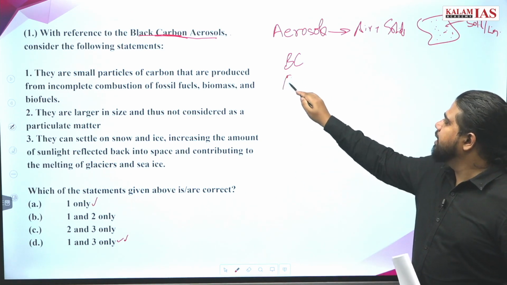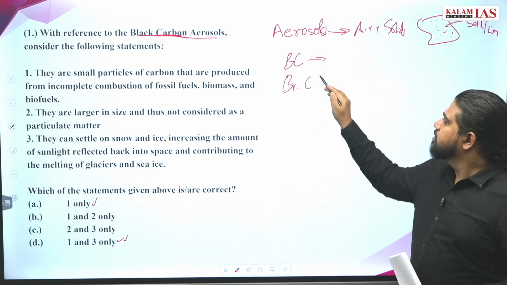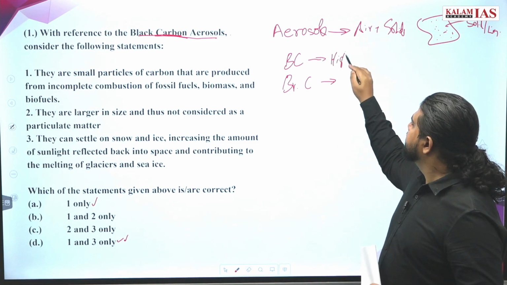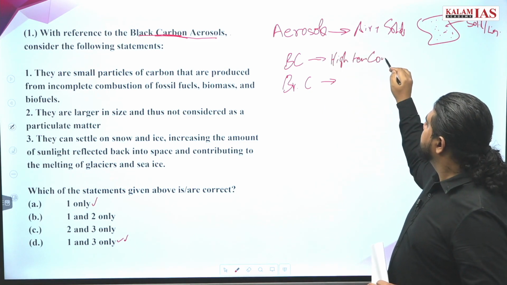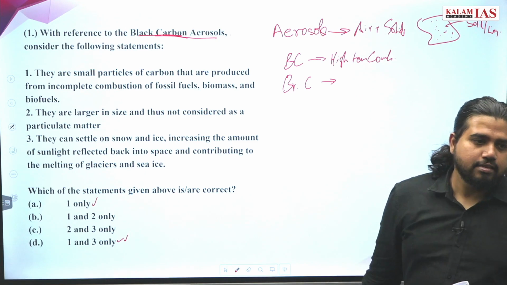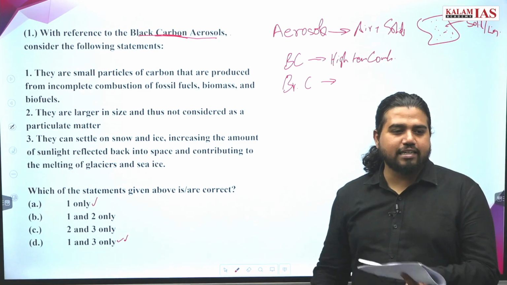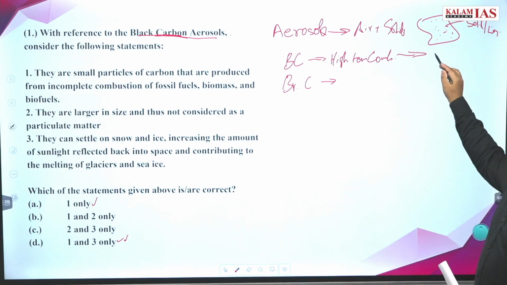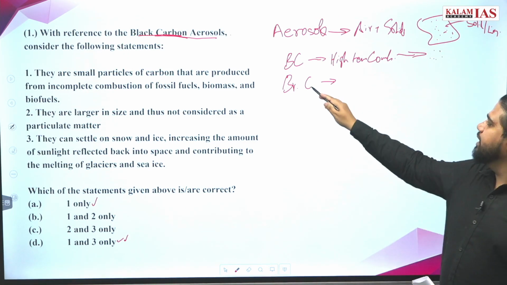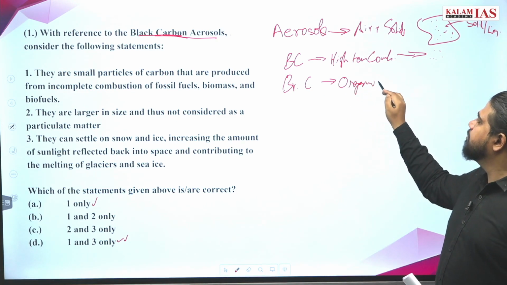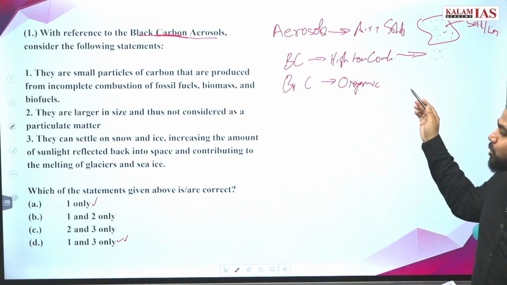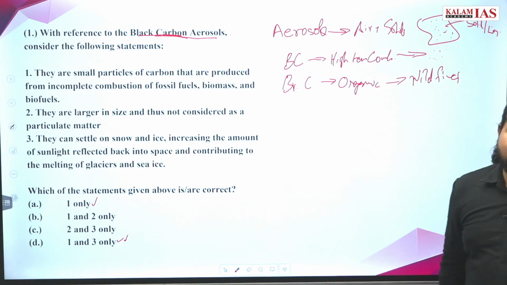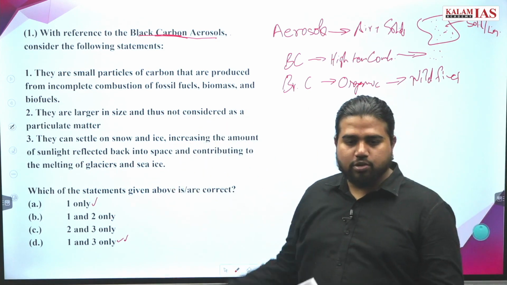What is the difference between black carbon and brown carbon? When high temperature combustion is happening, where does it happen? In IC engines, mostly in vehicles. So if there is incomplete combustion there, the product is black carbon. Now, if organic matter is subjected to incomplete combustion, where does this usually happen? Wildfires, forest fires. In all these cases, what we mostly see is brown carbon.